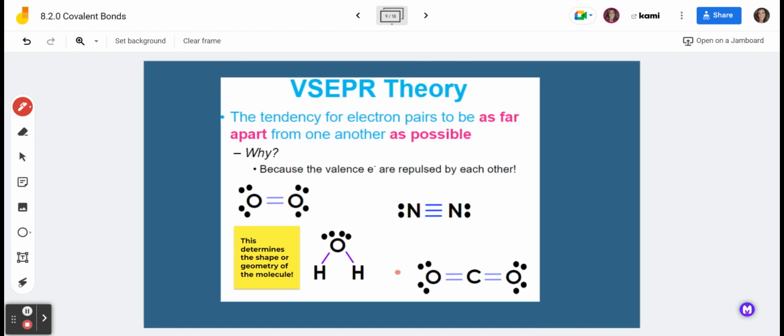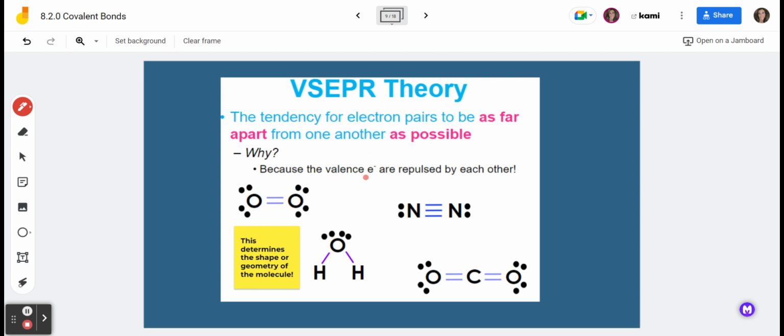All right, this is called VSEPR theory. It stands for valence shell electron pair repulsion. So basically, it just determines the shape or geometry of the molecule, and that is in the next lesson, 8.3. So the nice thing about these lessons is they kind of build, and so you have to keep doing the same thing and just adding to it. So you either get better or it gets easy for you.